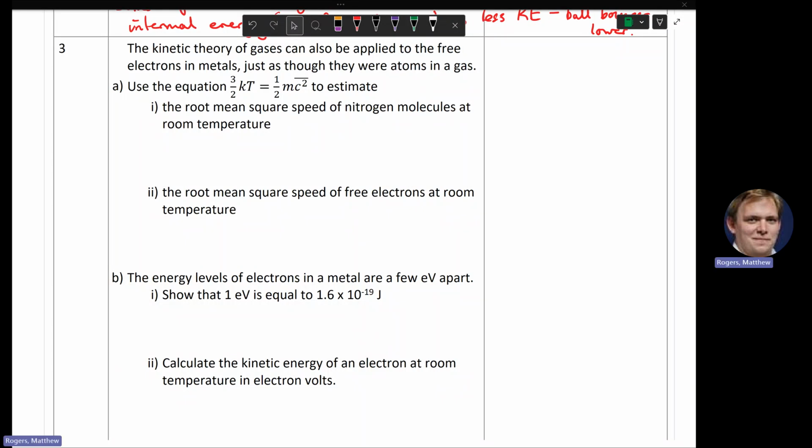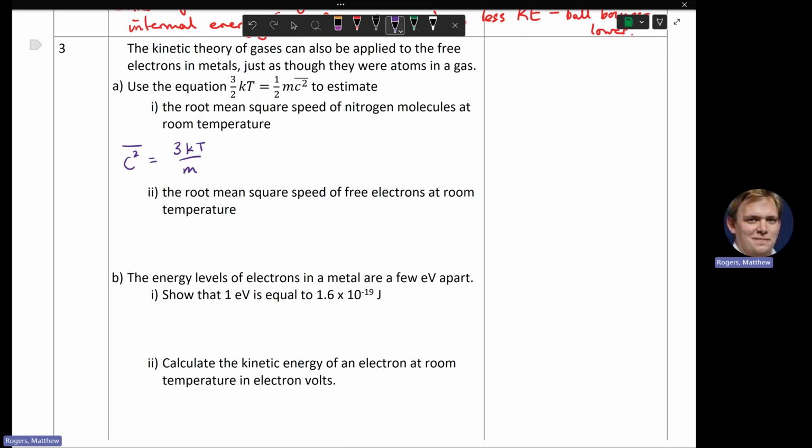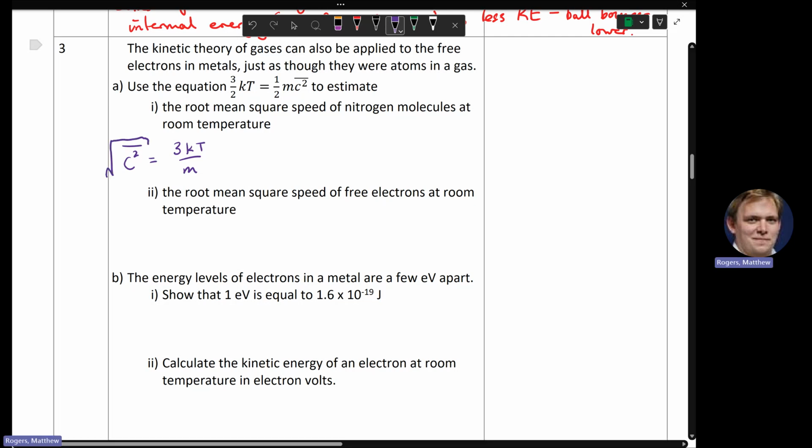Question 3. The kinetic theory of gases can also be applied to the free electrons in metals, just as though they were atoms in a gas. Use the equation 3/2 kT equals half m c squared bar to estimate the root mean square speed of nitrogen molecules at room temperature. So if I rearrange this equation, I get c squared bar is equal to 3 kT over m. But I want the root mean square speed, so I'm going to put a square root over both sides. And so now I know what I want to do.